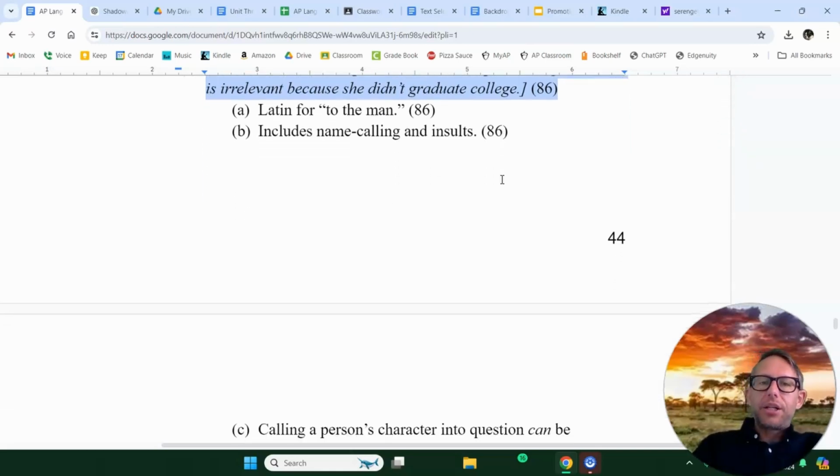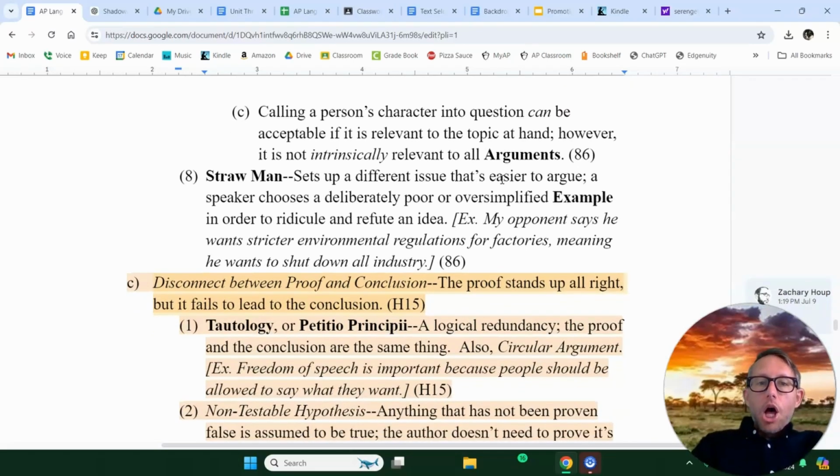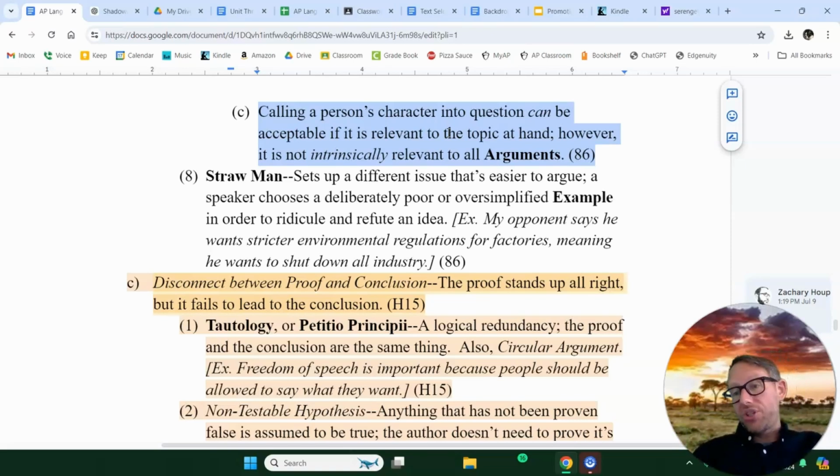So yes, this is going to include name calling and insults and things like that, okay? Calling a person's character into question can be acceptable if it is relevant to the topic at hand. That's what I was just mentioning a couple of moments ago when I said, well, maybe she majored in criminal justice. Maybe she majored in political science. In which case, her opinion on gun control really does matter.